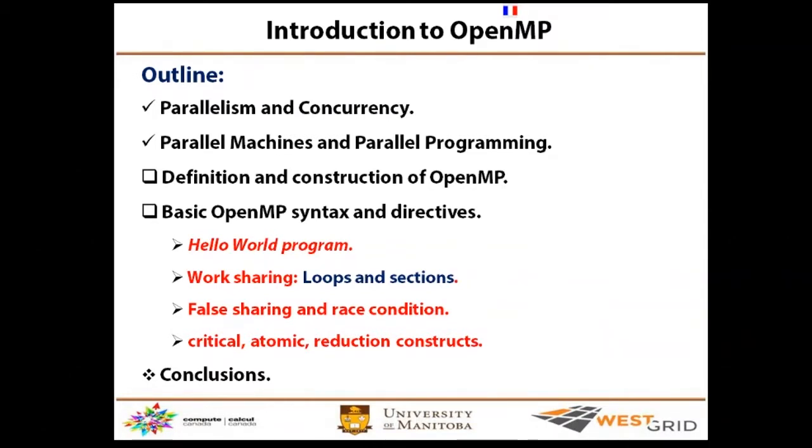It means sharing the work between the different cores, and for this we use loops and sections. I will also introduce one of the most common problems in OpenMP, called false sharing, and race conditions, and I will tell you how to avoid this. At the end, I will introduce some constructs of OpenMP, like critical and reduction, and I will finish with some conclusions.